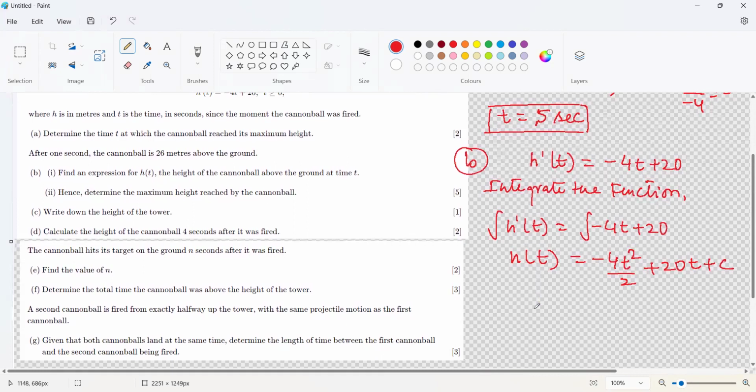And we have been given h(1) is equal to 26. So I'll do h(1), which is equal to 26, so I'll obtain this constant of integration. 26 is equal to negative 4 upon 2, which is negative 2, t is 1.